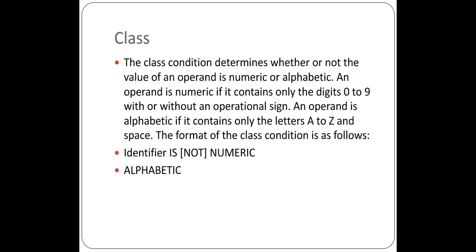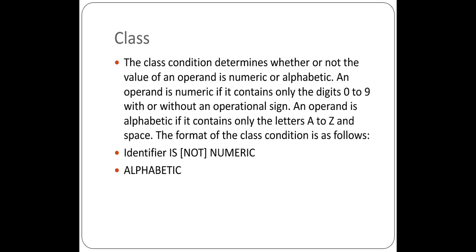The last condition is named the class condition, which determines whether or not the value of the operand is numeric or alphabetic. So it's very simple. Using this class condition option, we would be able to decide whether the operand is a numeric value or an alphabetic value. Here we have the general form: identifier is numeric or identifier is not numeric, and then identifier is alphabetic or identifier is not alphabetic.